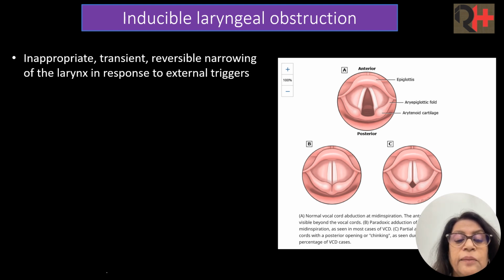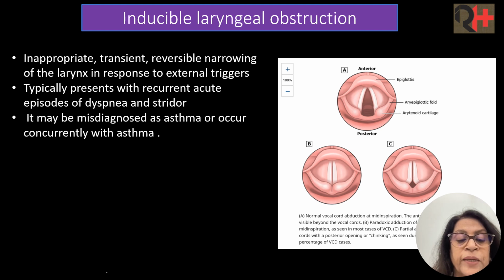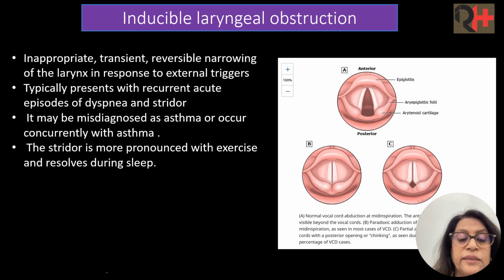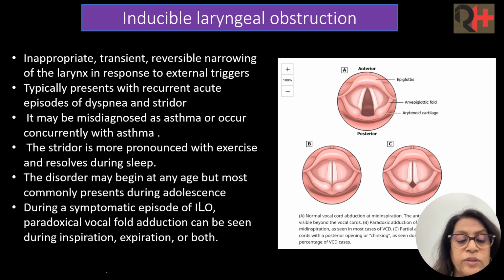If there is an inappropriate transient reversible narrowing of the larynx in response to an external trigger, this typically presents with recurrent acute episodes of dyspnea and stridor. It may be misdiagnosed as asthma or occur concurrently with asthma. This stridor is more pronounced with exercise and resolves during sleep. This disorder may begin at any age, but most commonly it presents during adolescence.